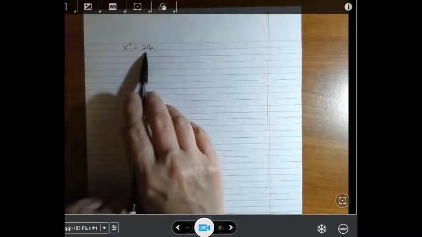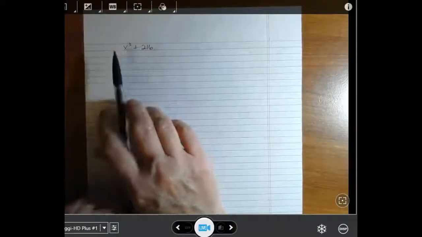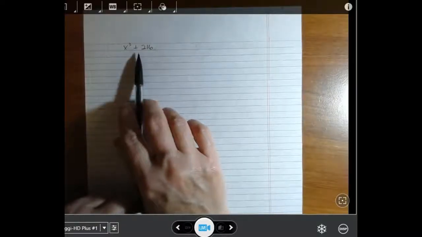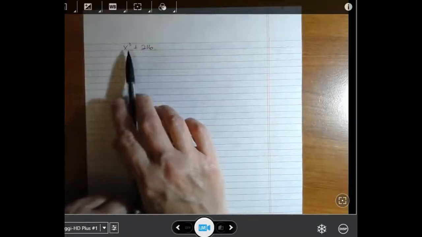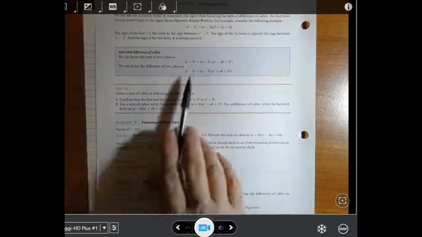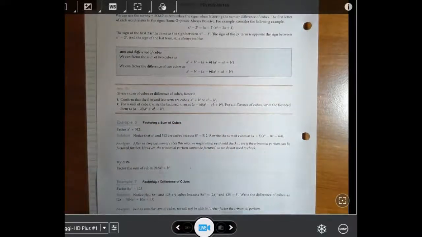Okay, we're looking at x cubed plus 216, and we're asked to factor. It's not a quadratic, so what we've been doing with quadratics isn't going to work. However, there are rules for factoring perfect cubes, whether it's a sum or a difference. We can factor the difference of cubes or the sum of cubes, and depending on the textbook, here's what it may look like as far as the rule goes, how you factor these.